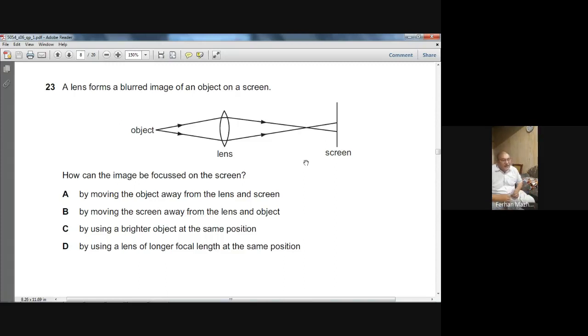And another method can be to use a lens whose focal length is longer. If you use a lens whose focal length is longer, then obviously these rays will not intersect each other here. They will intersect maybe here. Okay, so these two methods can be used.